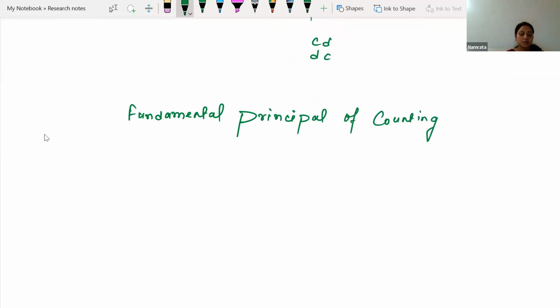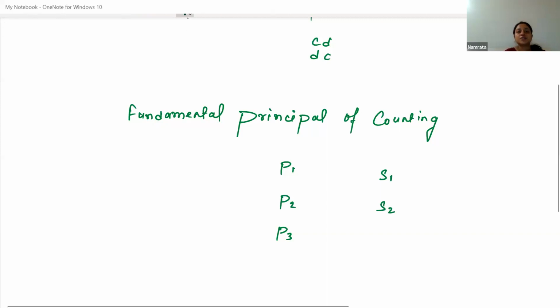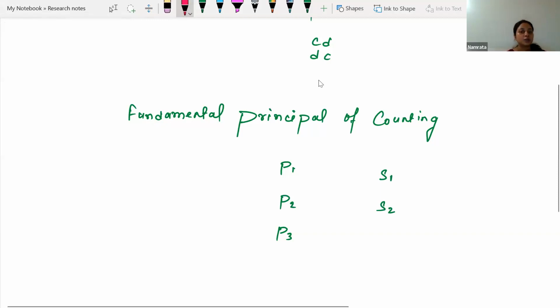Before jumping directly to the principle, let's take one example. Suppose we have three pants, pant 1, pant 2, pant 3, and two shirts, shirt 1 and shirt 2. How many different pairs of clothes can we make from here? We already did the concept of sets, where we found the Cartesian product. We're going to do it the same way here.